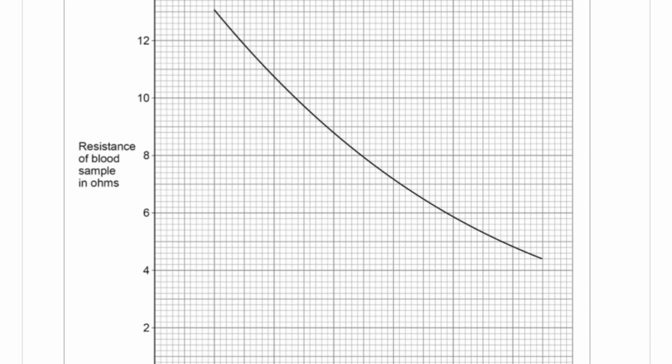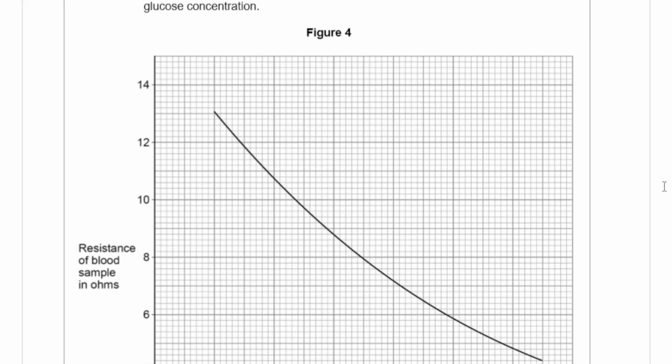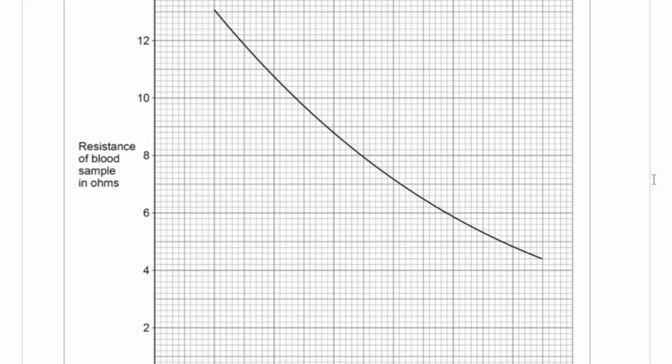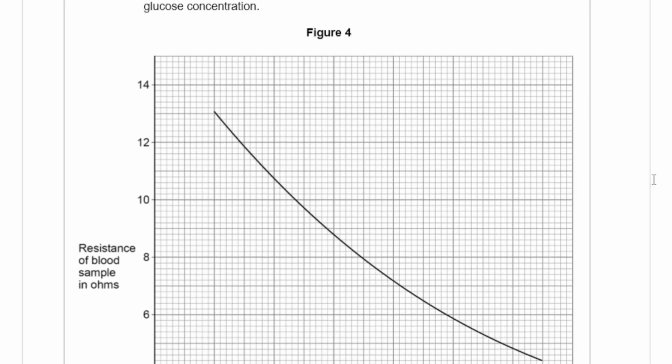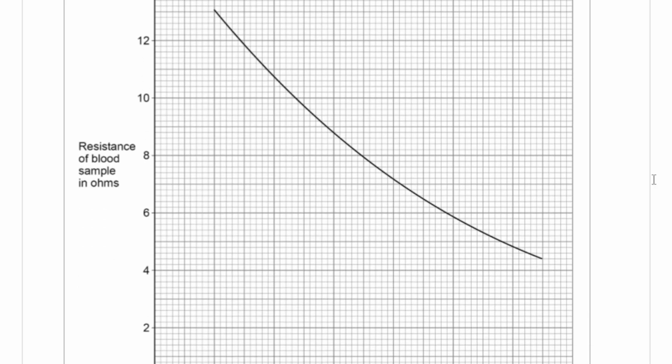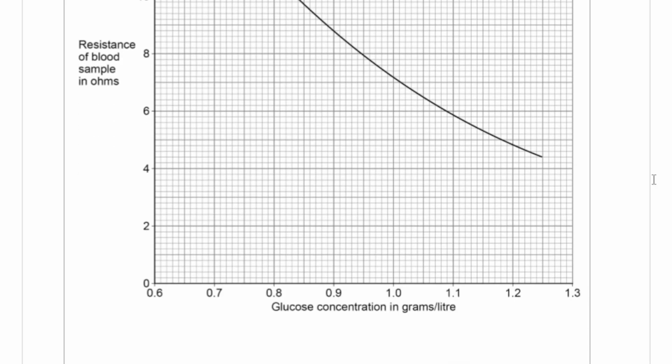So this again is a line graph where the line is going down. On the y-axis is the resistance of the blood. It's starting at around 13 ohms, slightly above 13 ohms, and it goes down to about 4.4 ohms. And the glucose concentration in grams per liter is on the x-axis. So as the glucose concentration increases, the resistance is actually going down.